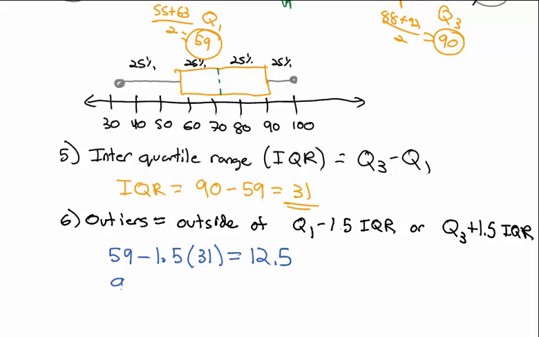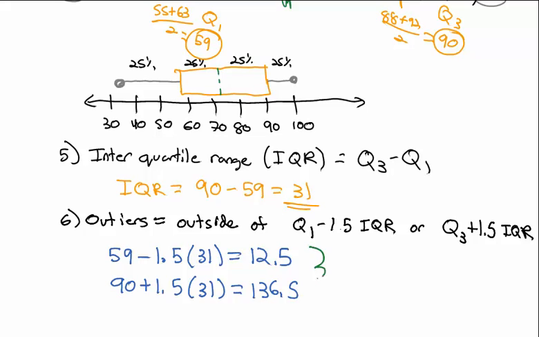And Q3 is 90 plus 1.5 times the interquartile range of 31. 90 plus 1.5 times 31 is 136.5. What this is saying is outliers will be outside of that. Outliers will be smaller than 12.5, or outliers will be bigger than 136.5. Anything else we consider close enough to be valid.